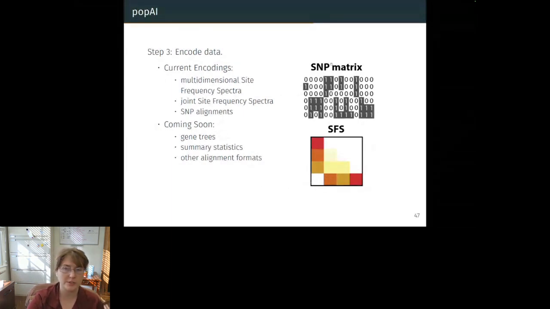We can also encode SNP alignments directly for input into PopAI. And we're working on encoding gene trees, several population genetic summary statistics, and some other ways of formatting alignments.